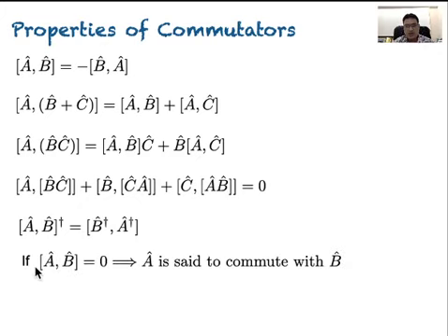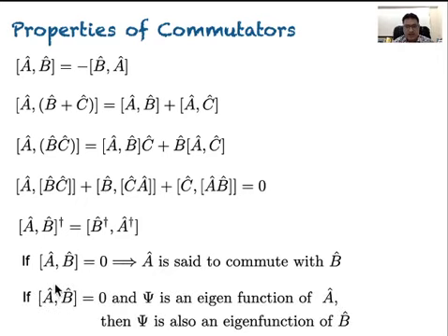As I said, if the commutator of A with B is 0, then it is said that A is commuting with B. And if A is commuting with B, then there is one more consequence: if psi is an eigenfunction of A, then psi is also an eigenfunction of B. This is the statement, because if two operators are commuting with each other, they possess common eigenfunctions. So this is another statement.